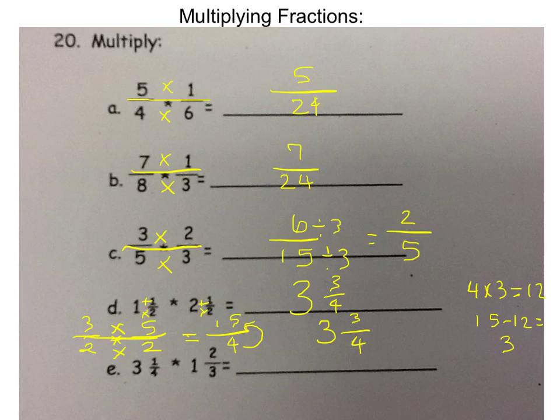For E, again, I need to turn my mixed number into an improper fraction. 3 times 4 is 12, plus 1 is 13. Fourths, multiplied by 1 times 3 is 3, plus 2 is 5. Thirds. If I multiply the numerators and the denominators, I get 65 twelfths.